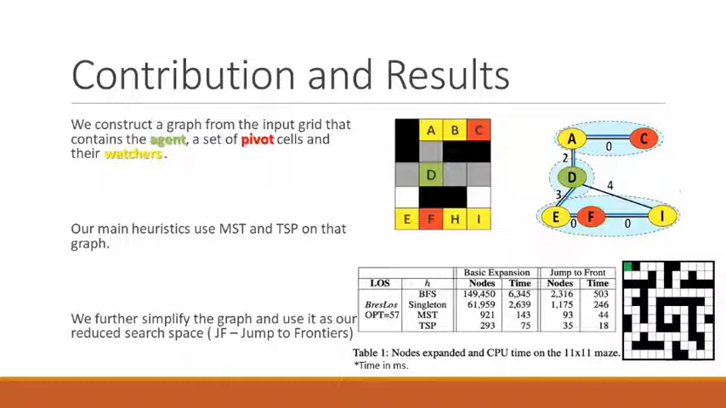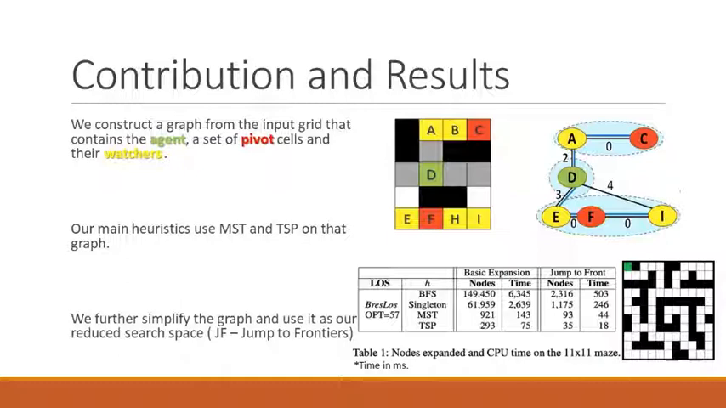The graph contains edges of two types. The first type are the edges between a pivot and its watchers. Their weights are zeros. For the second type of edges, we connect any pair of vertices which are not pivots, with the weight of their true distance in the grid.